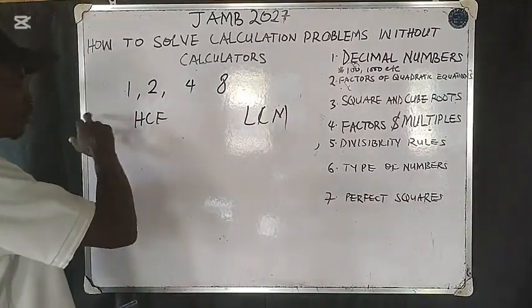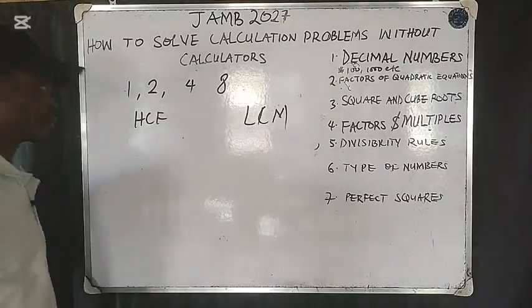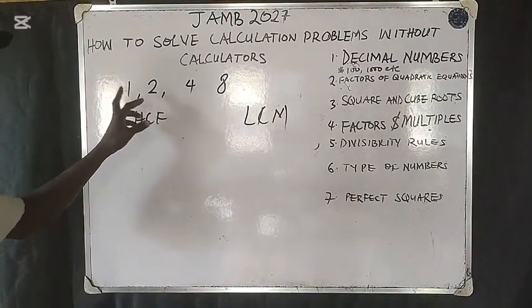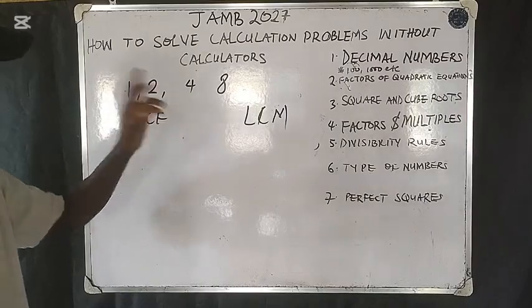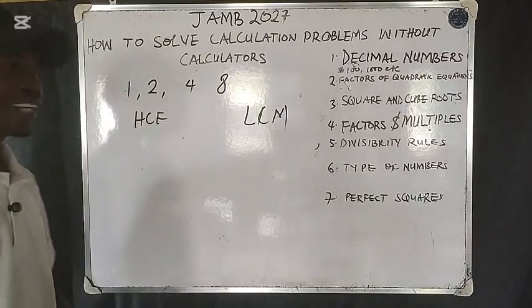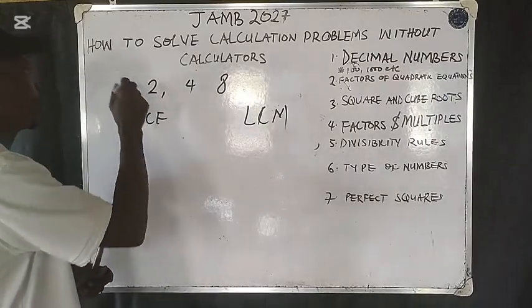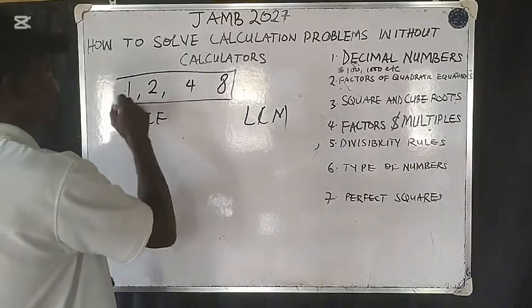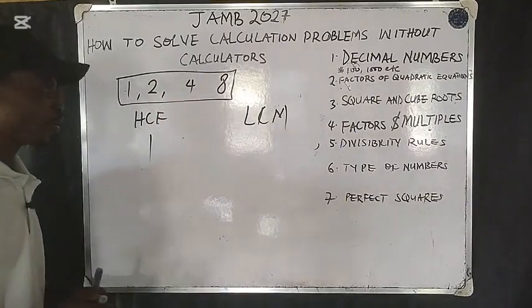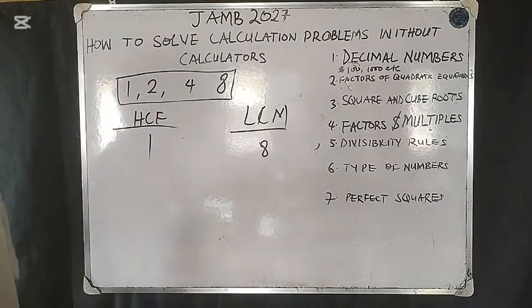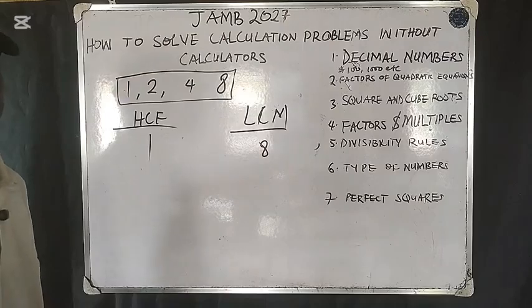The highest common factor that can go in all of them will be what? The highest common factor that can go in this is 1. 1 is the only number that can go in all of them. So the highest common factor of this is 1. Is that okay?